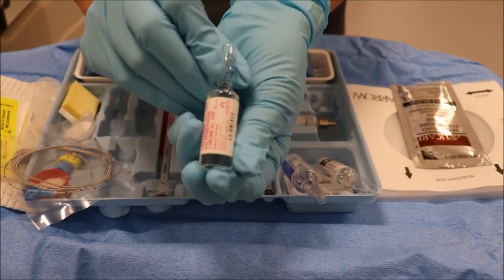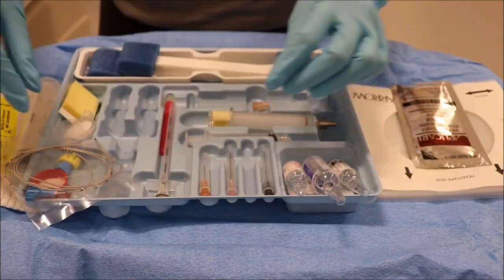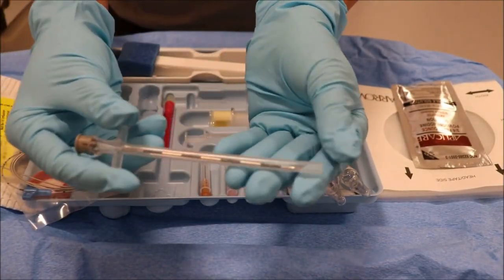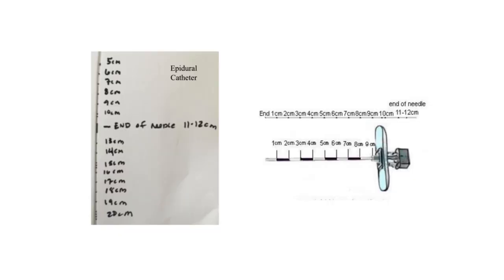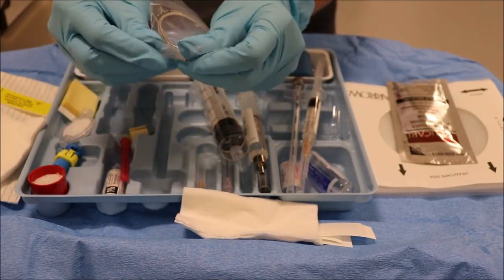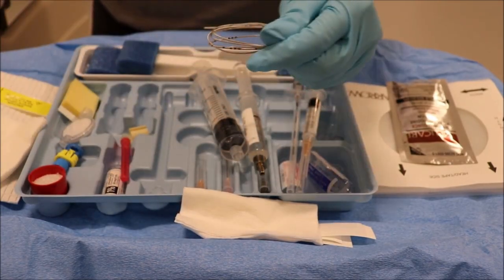These are the contents of the epidural kit. The medications are supplied in glass ampules. This is a two-way needle which has striations for depth markings. There are 9 striations up to the butterfly hub indicating 9 cm, with the full needle length extending to about 11 to 12 centimeters. This is an epidural catheter which also has depth markings.